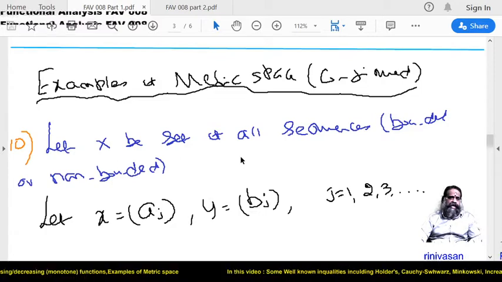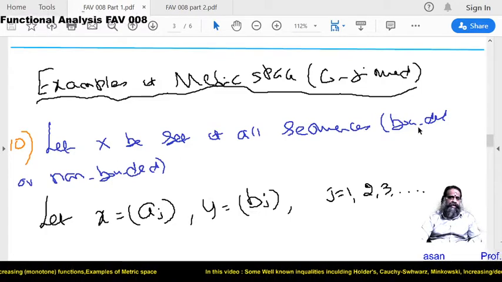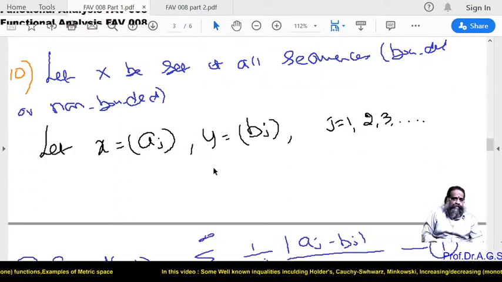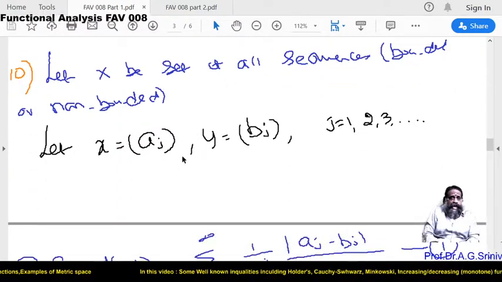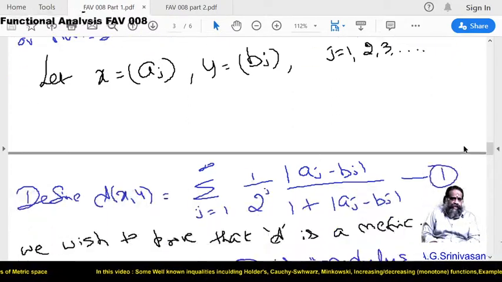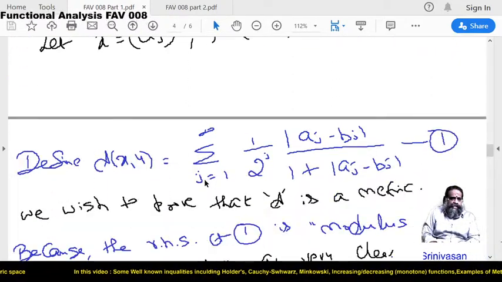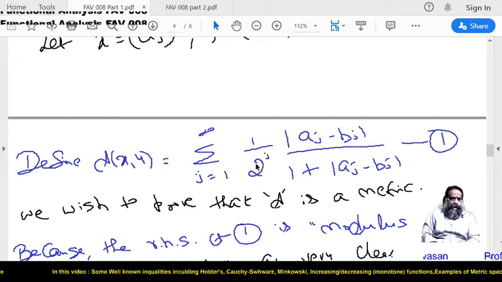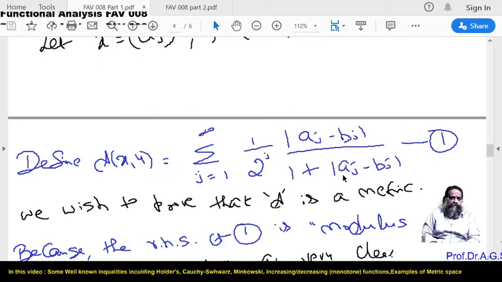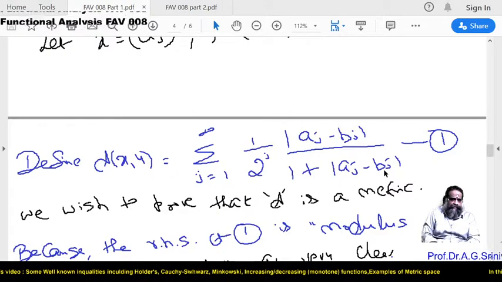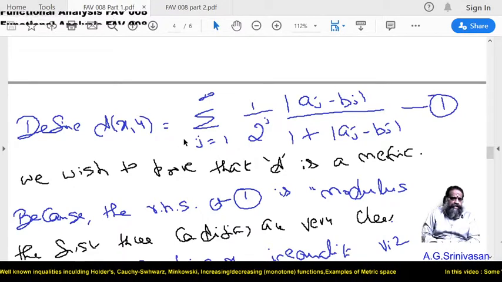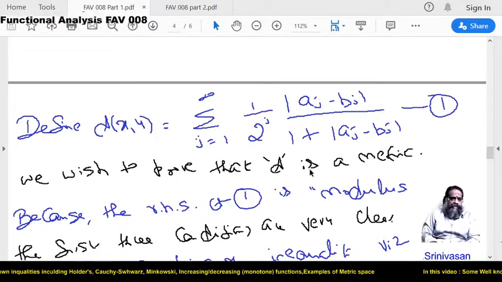Let X be a set of all sequences. The sequences could be bounded or not bounded. Let x = (aj) and y = (bj), j = 1, 2, 3, and so on. Define d(x, y) = sum from j = 1 to infinity of 1 by 2 power j times modulus (aj − bj) by (1 + modulus (aj − bj)). We wish to show that (X, d) is a metric space by showing d is a metric.